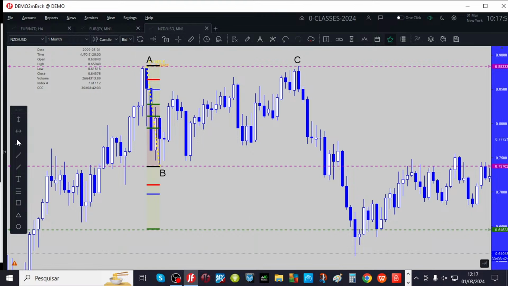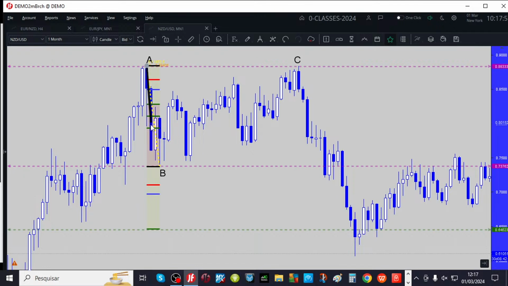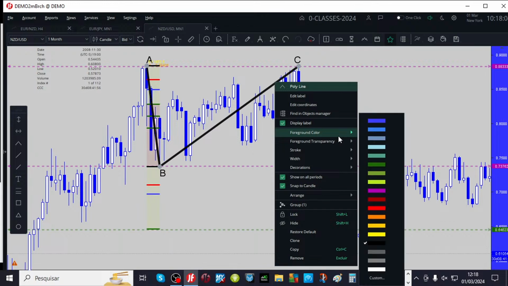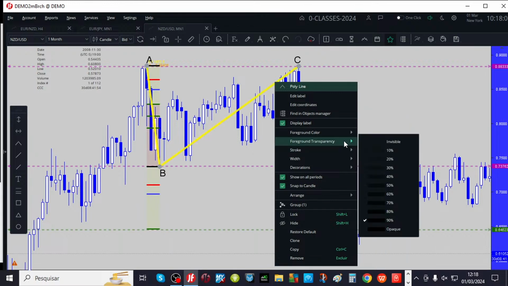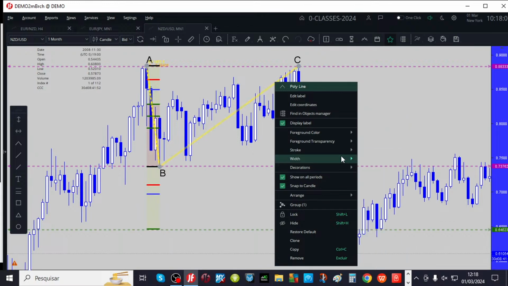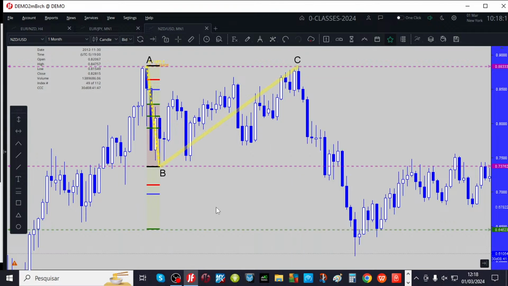We have A to B, A to B, B to C, right? You can do something like this to have a better visual of the sequence if you want. Not necessary, but anyways.